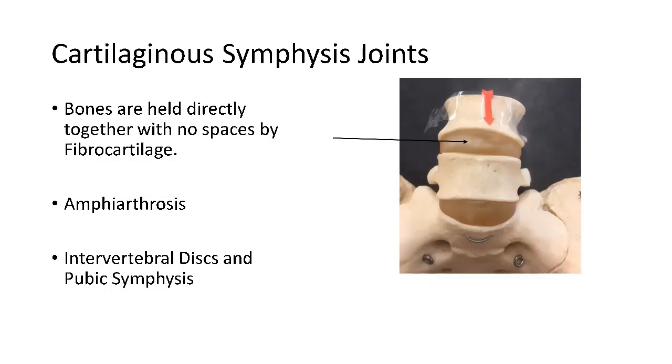If I have a cartilaginous joint, we have one called a symphysis joint. And here we see that the bones are held together with no spaces by fibrocartilage. It is an amphiarthrosis, meaning it's somewhat movable and flexible. The example here is the photograph of the intervertebral discs. However, the pubic symphysis, that's why it's called a symphysis, is also fibrocartilage, and you will see a photograph of that in the document of joint photos that's a Word document.